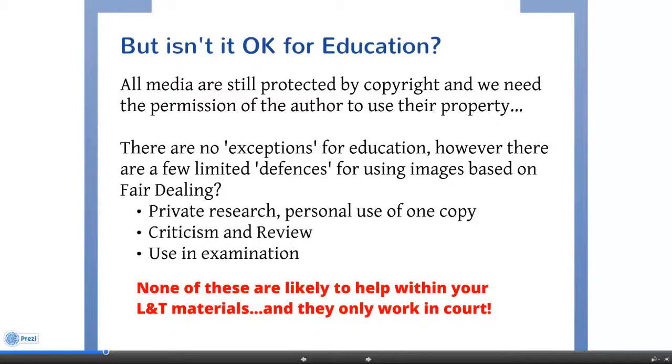There are a few limited defences which can be used based on fair dealing. So if you're using something which is just for private research, then that's all right. If it's criticism and review of a specific image or piece of work or writing, and you're talking about that piece, then that's okay, or using it in an examination. But if it's simply finding a piece of sound or an image to put into your learning and teaching materials, then this won't work, and you'll need to clear them.